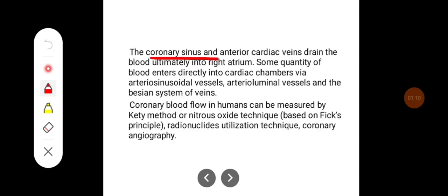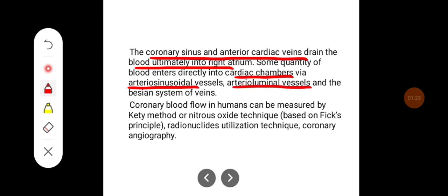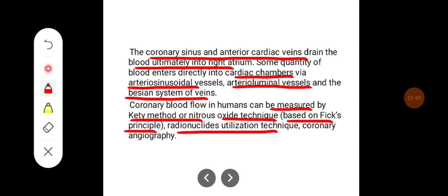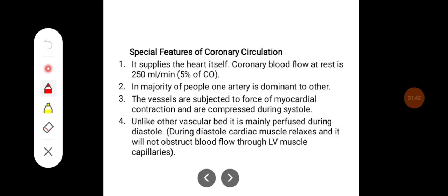The coronary sinus and anterior cardiac veins drain the blood ultimately into the right atrium. Some quantity of blood enters directly into cardiac chambers via arteriosinusoidal vessels, arterioluminal vessels and the Thebesian system of veins. Coronary blood flow in humans can be measured by the Kety nitrous oxide technique, which is based on Fick's principle, and also by radionuclide utilization technique and coronary angiography.